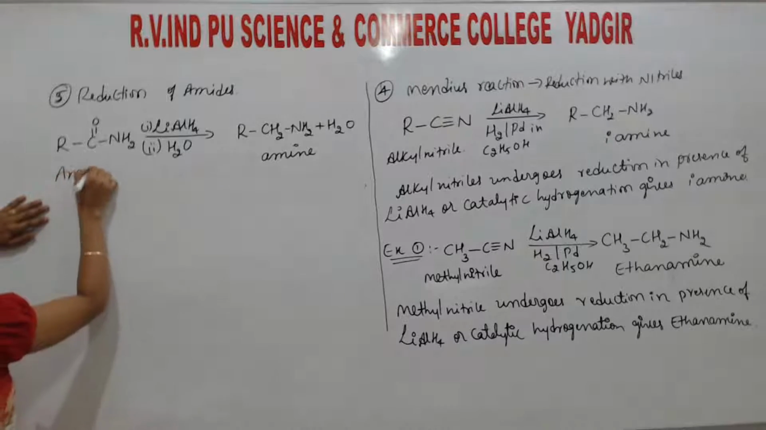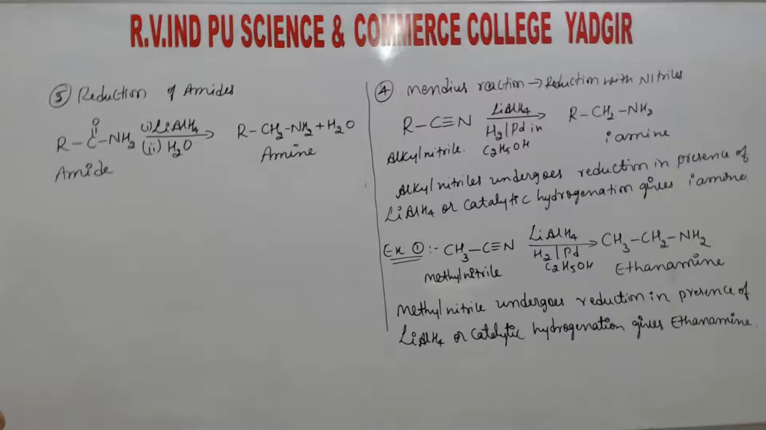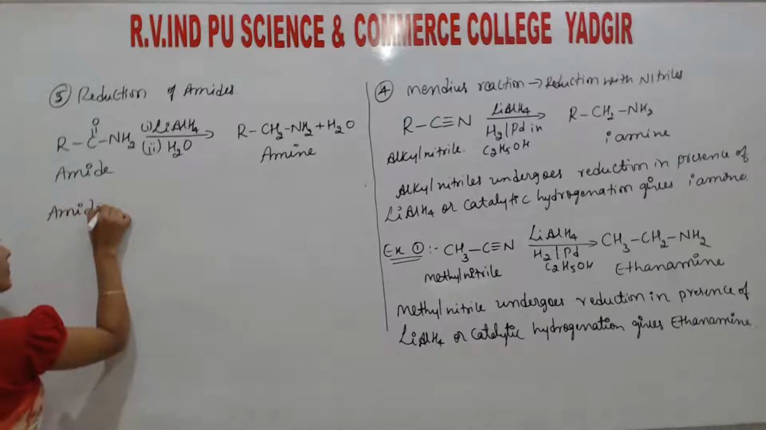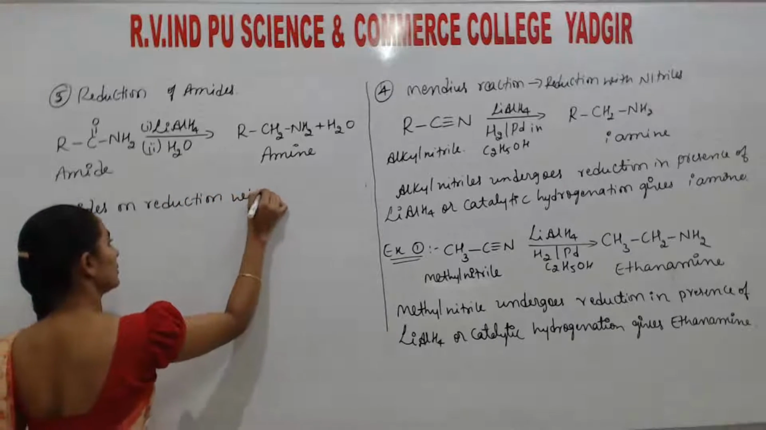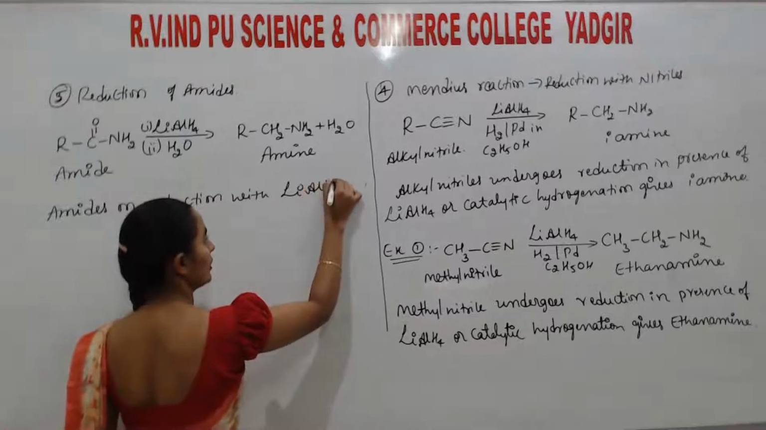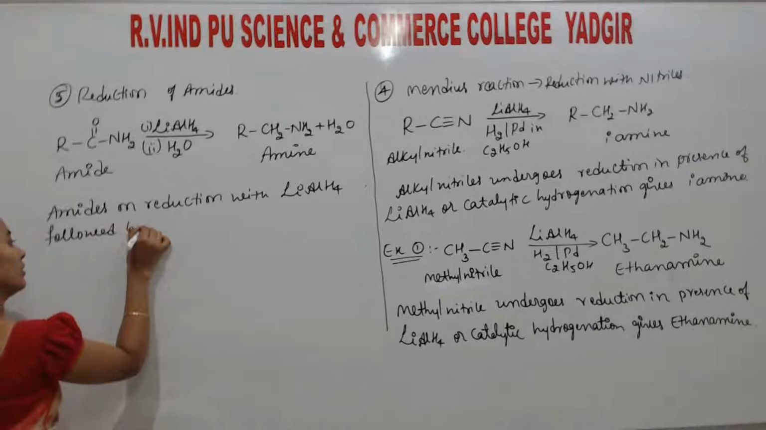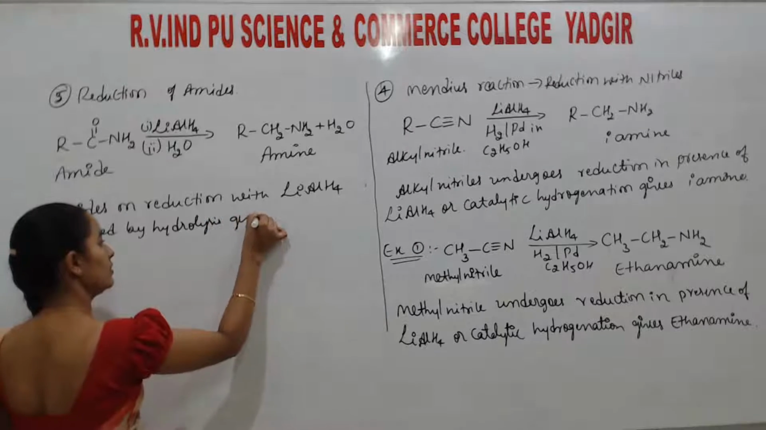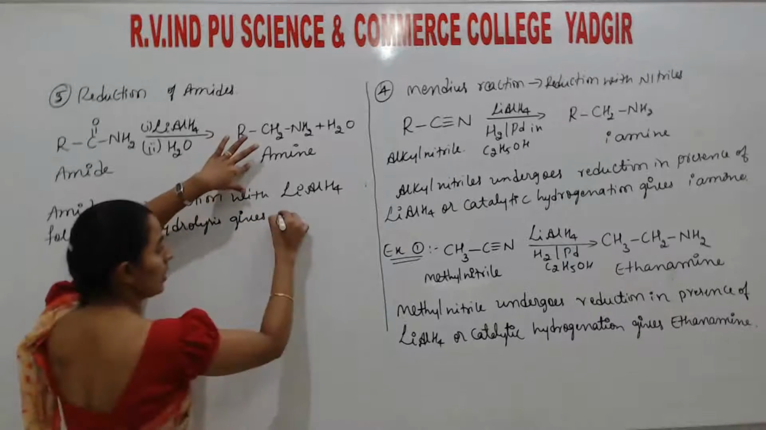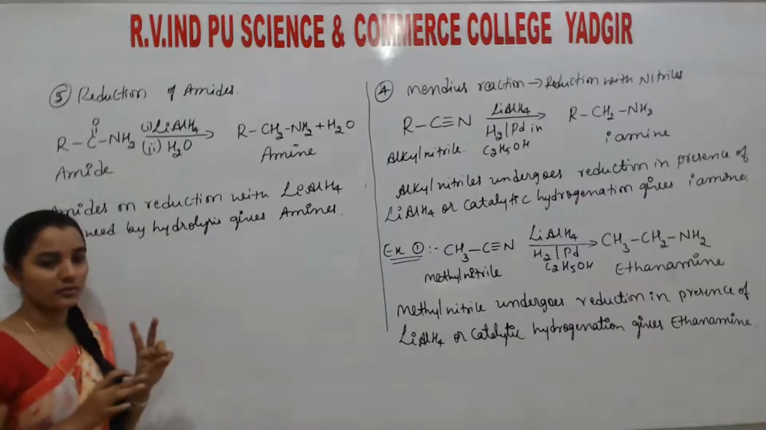This one is amine. Okay? Then how do you write? Amides on reduction with lithium aluminum hydride, followed by hydrolysis, give what? Amines. These are only preparation methods and they are important for only 2 marks.